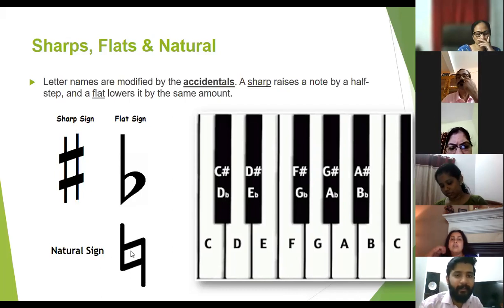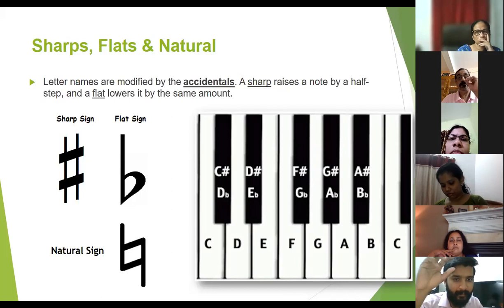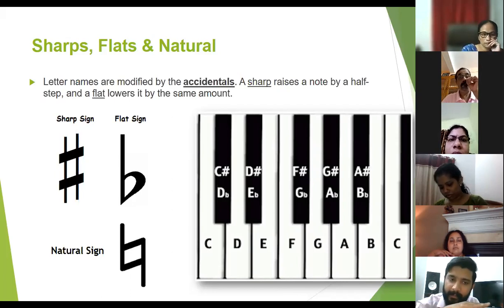These symbols are called accidentals. I'll tell you clearly what it is. Natural means it cancels the flat and sharp. It basically means white. Flat means you come down, sharp means you go up.